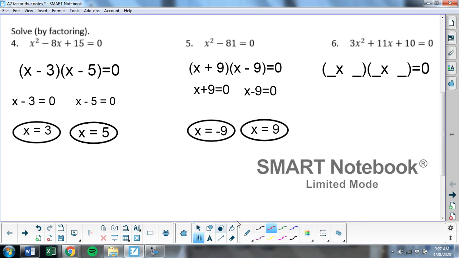So we're thinking, what multiplies to 3? Well, the only choices are 3 and 1. What multiplies to 10 is either 1 and 10 or 5 and 2. So think about which one you want to try and pause the video and try to factor that side. I'm going to try 5 and 2.